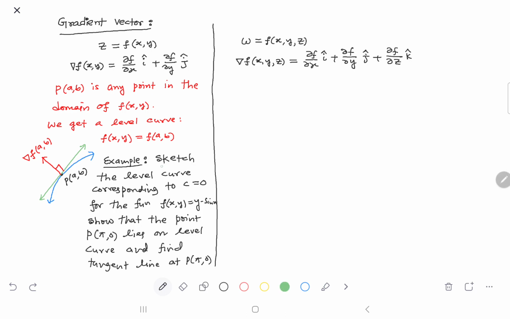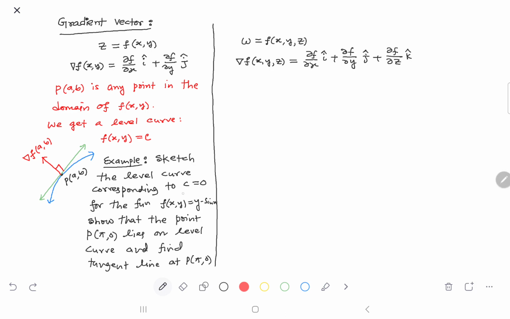Okay, so let me read it again. Sketch the level curve corresponding to the constant value c equal to 0 for the function f of x y equal to y minus sin x. For your convenience, for a particular value c, f of x y equal to some constant c, this kind of curve we call a level curve.